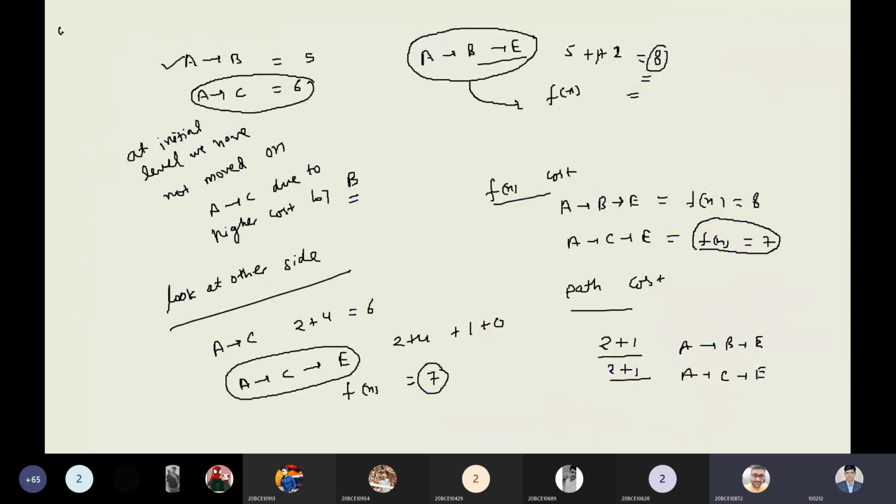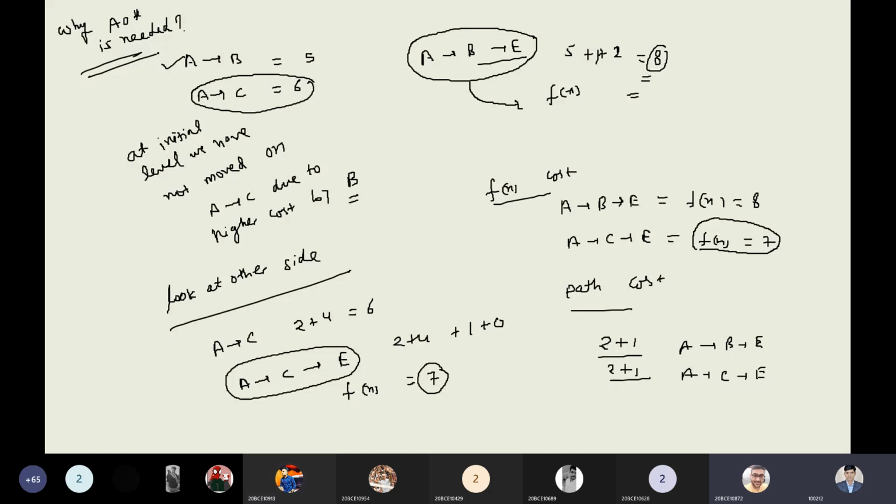This is telling us why A star is needed. Now this problem is clear right now. Why we have to look for the other side of our graph, that is the AO star. Now it is clear right now.